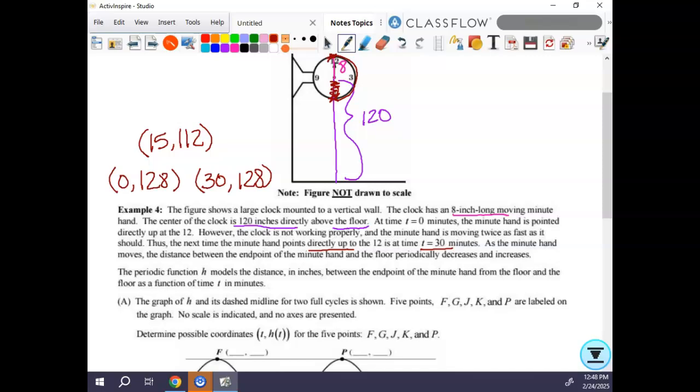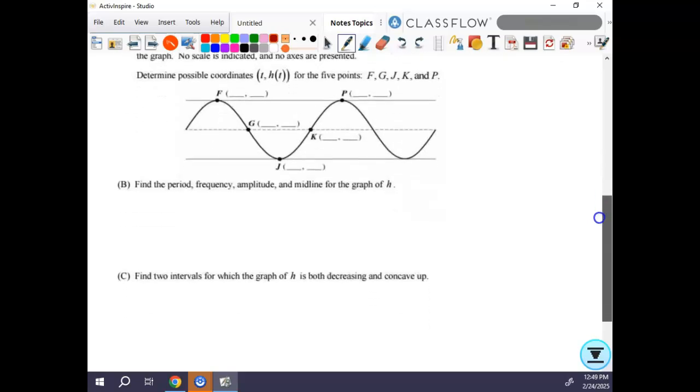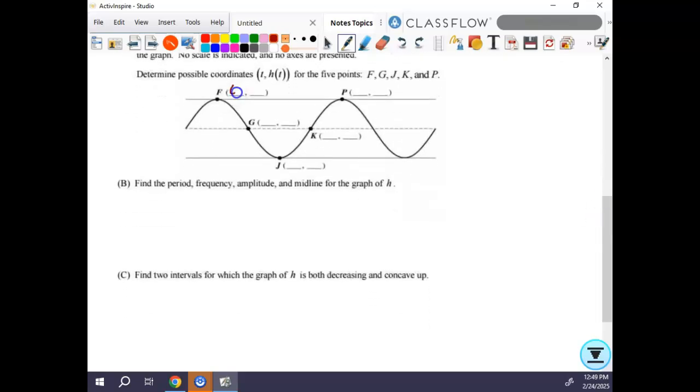Okay. Now, after I get these, I got to make sure I can make sense of what's happening. Is the tip of that minute hand going to be any farther off the floor than 128? No, so that's my maximum. Is it going to be any closer to the floor than 112? No, not unless it fell off the wall, right? So I got two maximums and a minimum. So I can take those and put them on this right here. So this is 0, 128, and then 30, 128, and this is 15, 112.